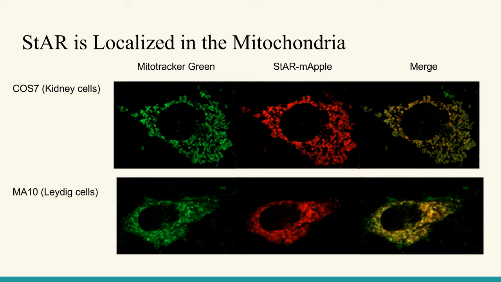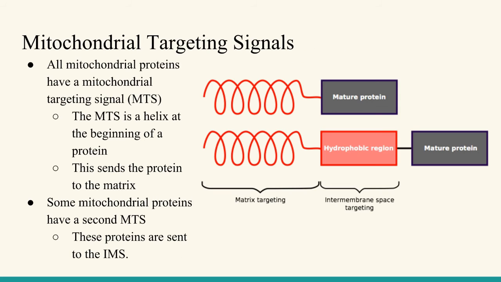Leydig cells are cells that naturally make steroid hormones and express STAR naturally. Kidney cells don't naturally express STAR, but we use them because they're easy for scans and they're just the ideal shape for scans. But Leydig cells naturally express STAR, so it shows here that wherever there's a mitochondria, there will be a cell, more or less.